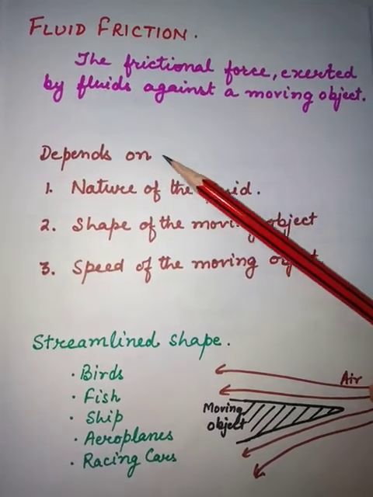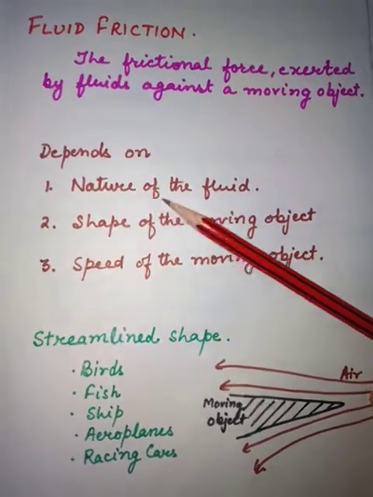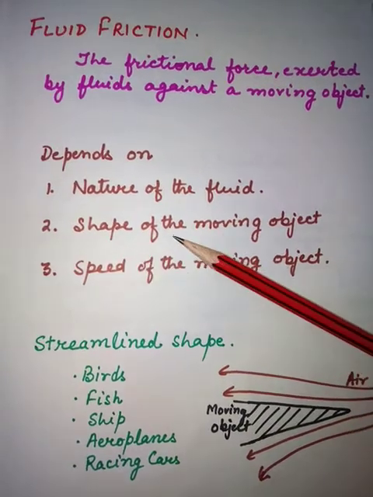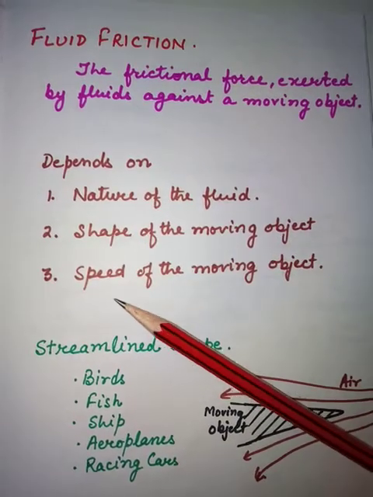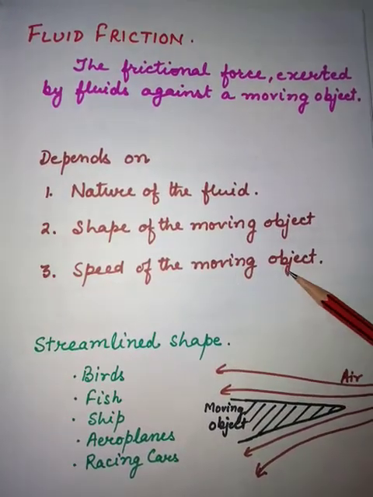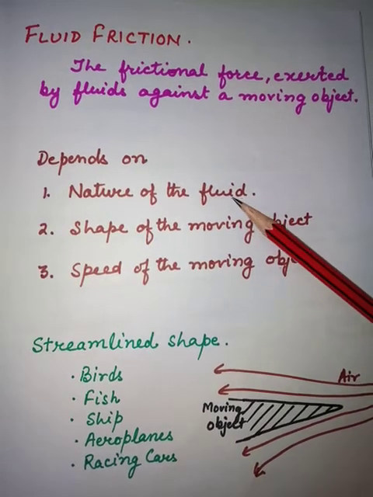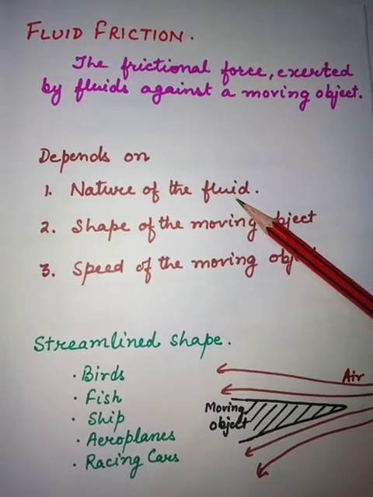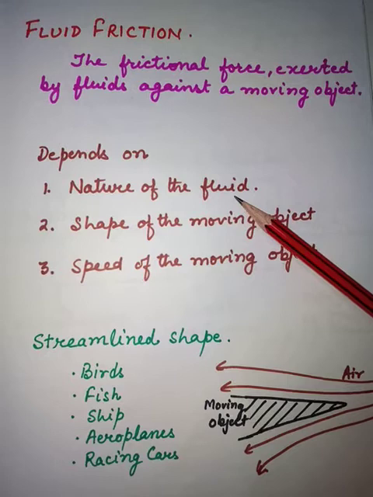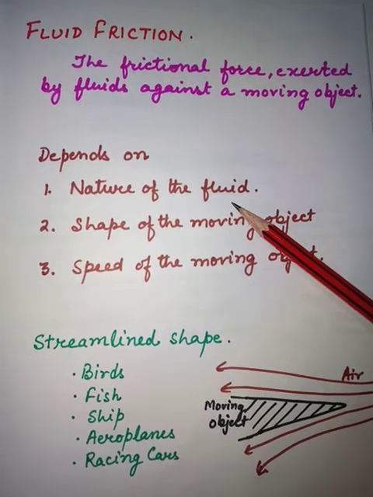It depends upon three factors. Number one, nature of the fluid. Number two, shape of the moving object. Number three, speed of the moving object. So nature of the fluid means how dense the fluid is. More the density, more will be the friction.